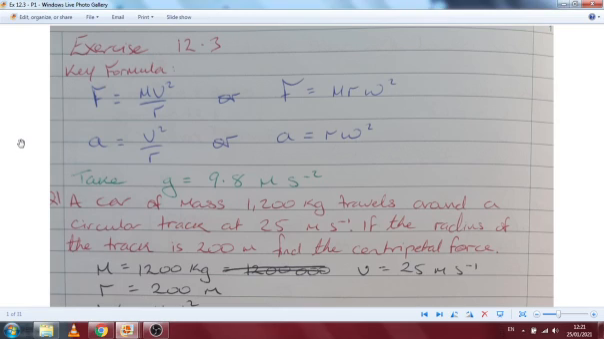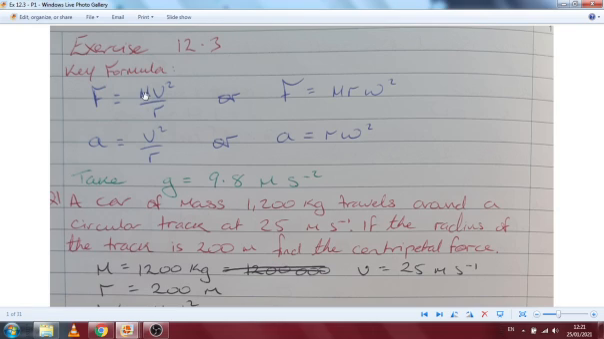Here we're going to look at the 8 different questions in exercise 12.3. Our key formulas for these questions are these 4 here. So we have our 2 different formulas for centripetal force and our 2 different formulas for centripetal acceleration. You'll decide which one to use based on the information you're given.